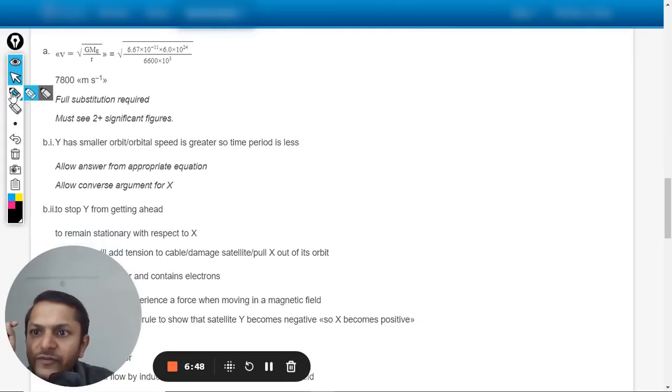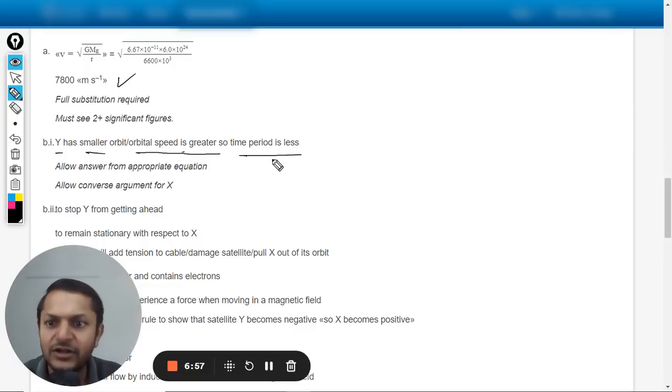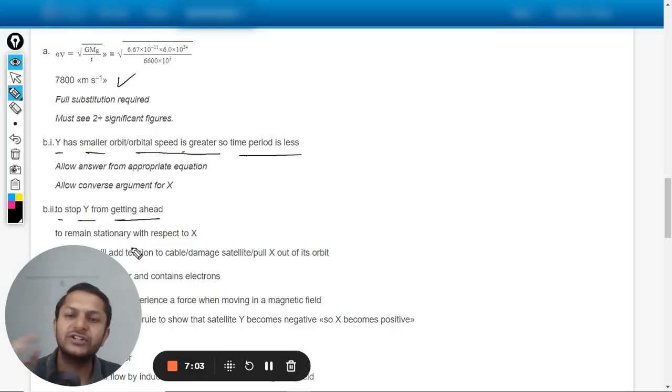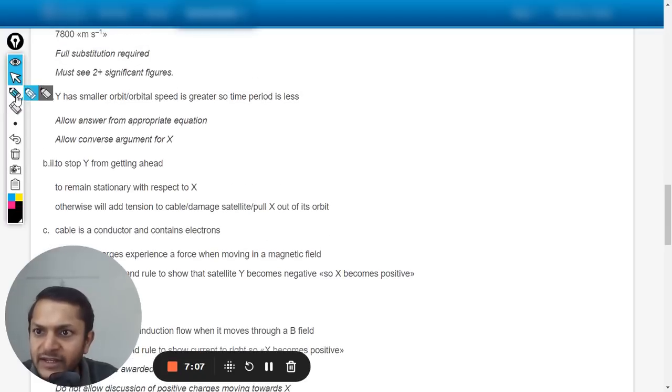So first of all, the velocity is 7,800 meters per second. Y has a smaller orbit, so the speed is greater, so the time period is lesser. Yes, so it will be moving faster. So to stop Y from getting ahead, we would need a propulsion system that will be firing against it. So they might have explained it.